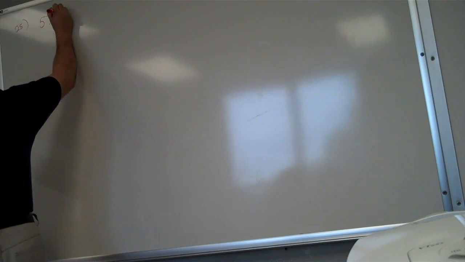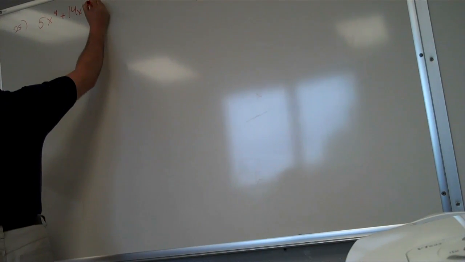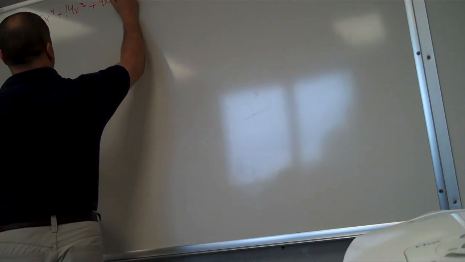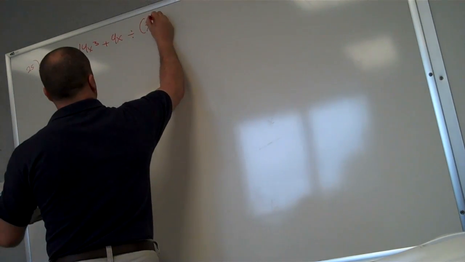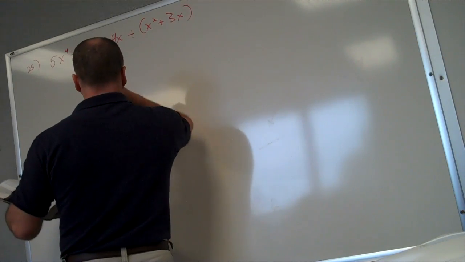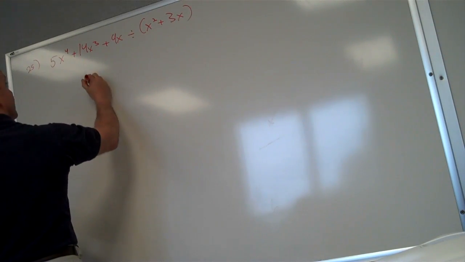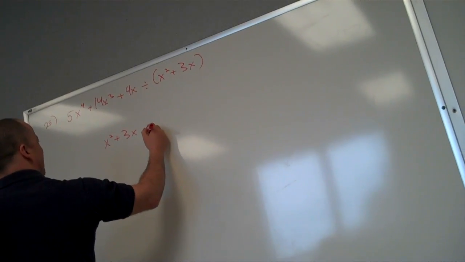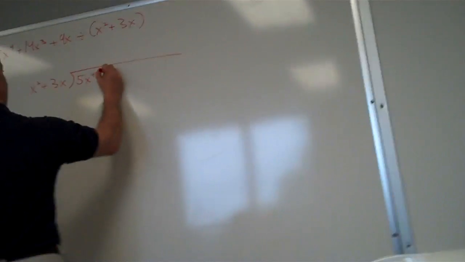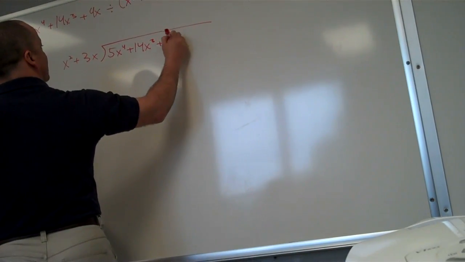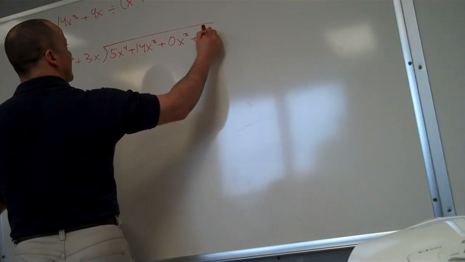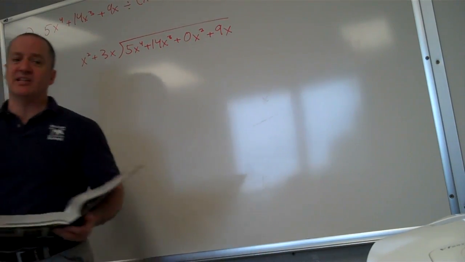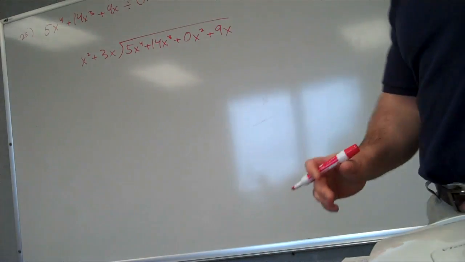Got it, thank you. 5x to the fourth plus 14x cubed plus 9x divided by x squared plus 3x. Okay? So let's write this here: x squared plus 3x out here. I wonder if I need to do something. I think I'll make it more confusing, actually. And 5x to the fourth plus 14x cubed plus 0x squared plus 9x. We can't have a missing place, so I have to put a 0x squared in there.